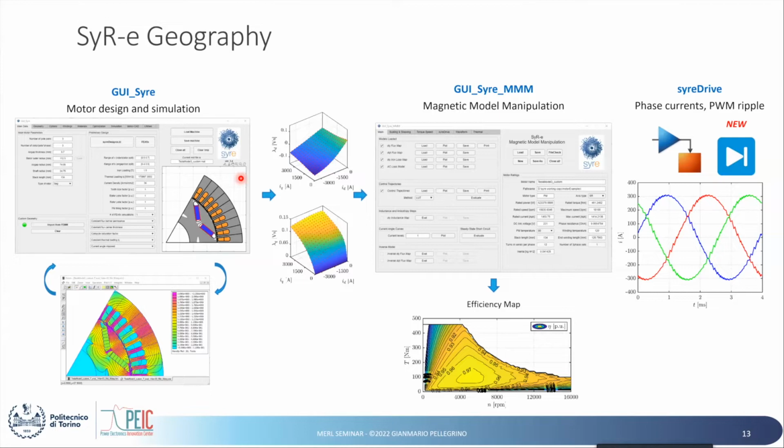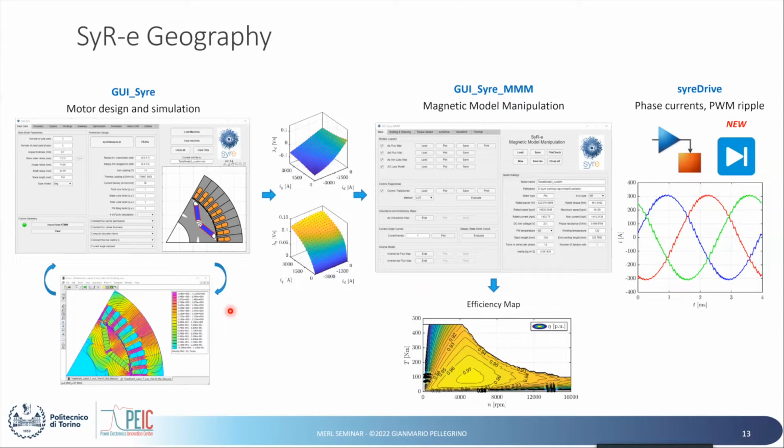And then we move to the manipulation GUI, which is called Magnetic Motor Manipulation. And here we can build performance curves and efficiency maps. We can scale the design on the fly without any further resimulation with FEA. So we scale it for a different size, for a different torque spec, for a different inverter rating. So we can change the number of turns on the fly, but also the dimensions, using the flux maps that we have simulated once for all for the first machine before scaling.